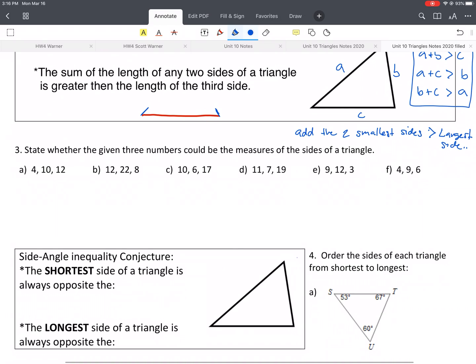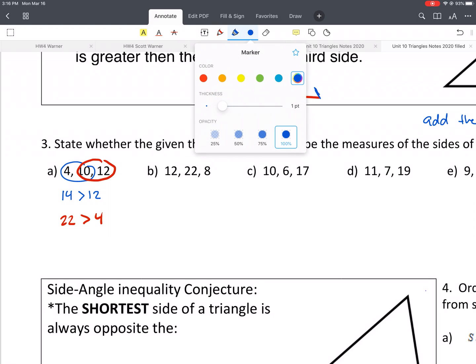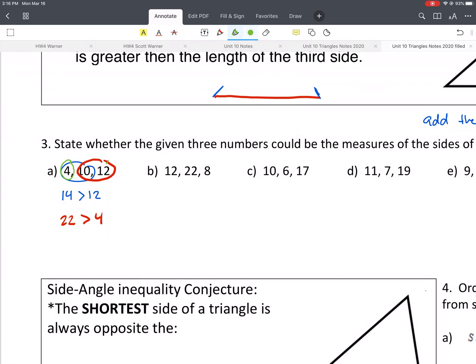So here, without using the shortcut, we'd want to add those together. That would give us 14, and that has to be greater than 12. Then we'd add these 2, which gives us 22, which is greater than 4. And then our final one would be these 2, which gives us 16, which is greater than 10. So we can make a triangle with that.